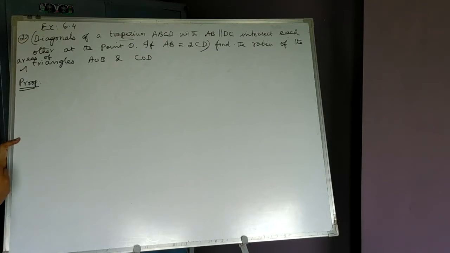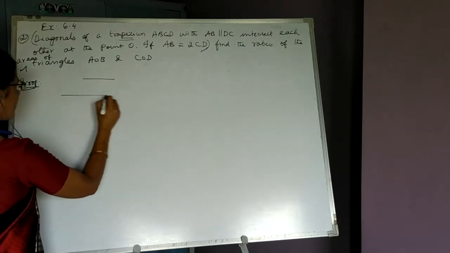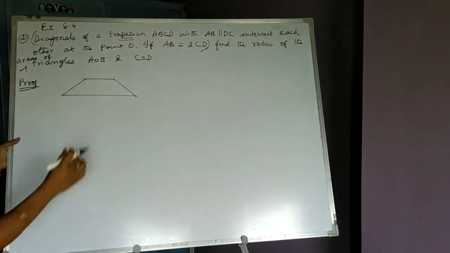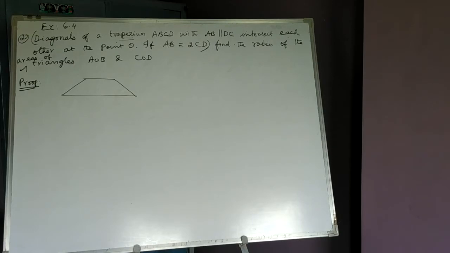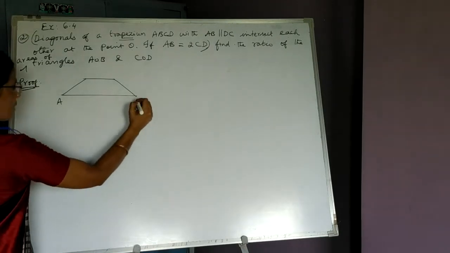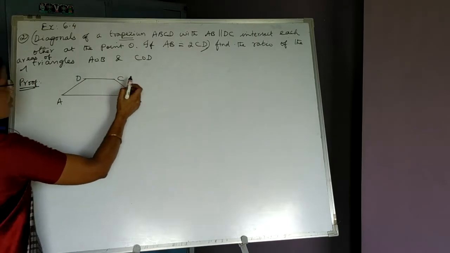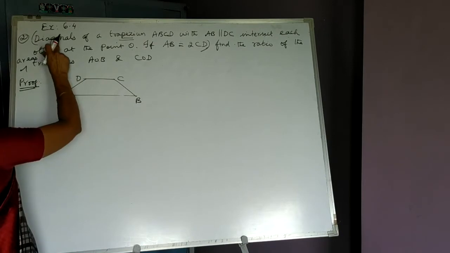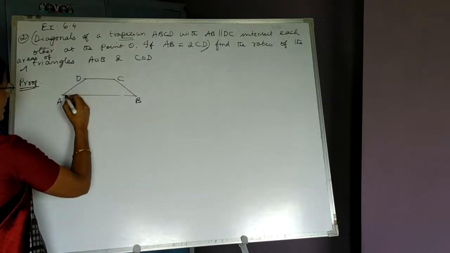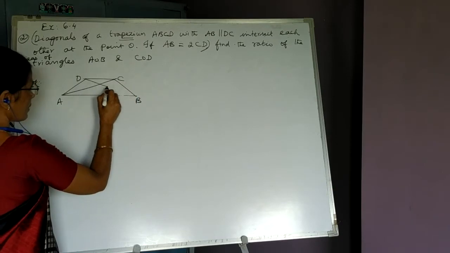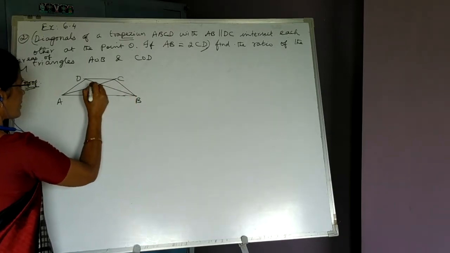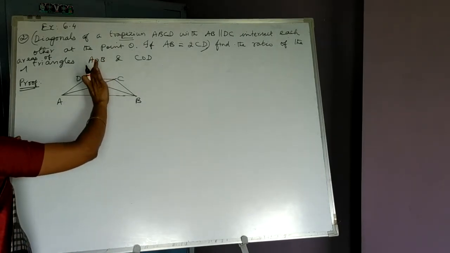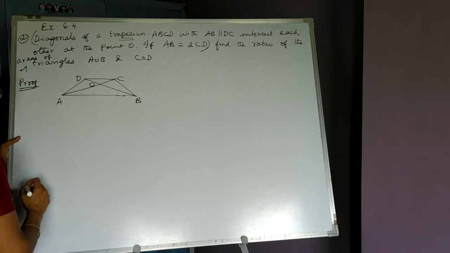So we are given a trapezium. I draw a trapezium. The trapezium is ABCD, and let us check whether the parallel sides are proper. AB is parallel to CD. Here the diagonals intersect at the point O. Which are the diagonals? AC is one diagonal, BD is the other diagonal. They intersect at the point O. We are asked to find the ratio of triangle AOB and triangle DOC.